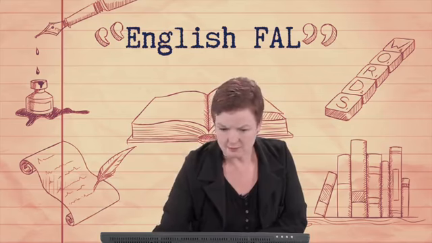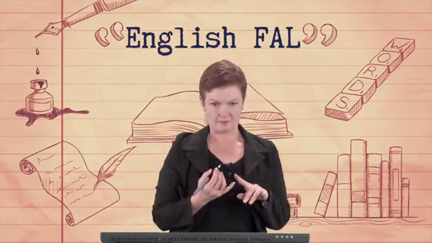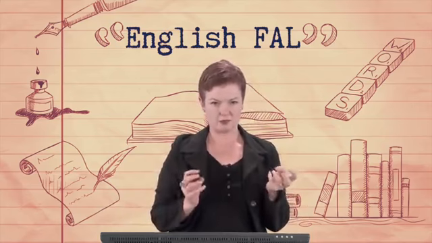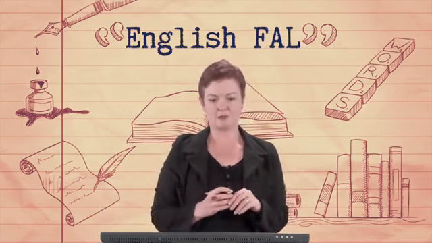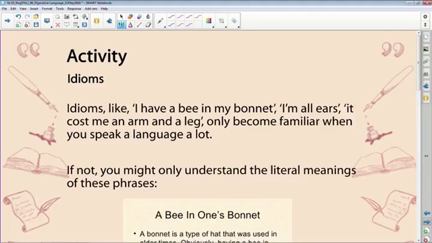So let's have a look. I've just said to you, it's very difficult to understand if you're not native to that language. So we looked at "I have a bee in my bonnet," we looked at "I'm all ears," we looked at "it cost me an arm and a leg," and we spoke about how we have to be familiar with the language. If you weren't familiar with English, and if you hadn't heard these idioms before, what might you think I was talking about if I used them?